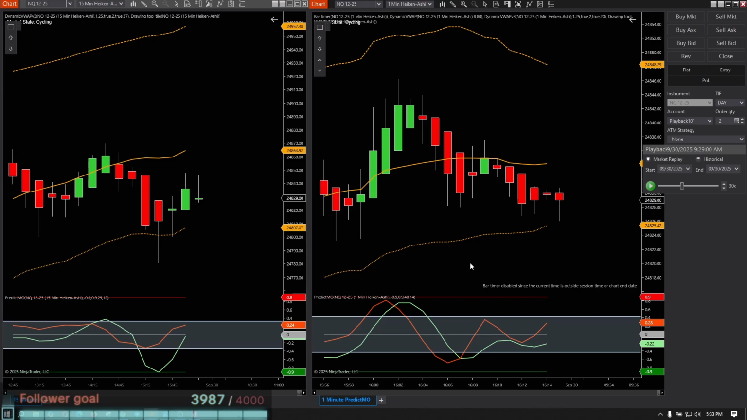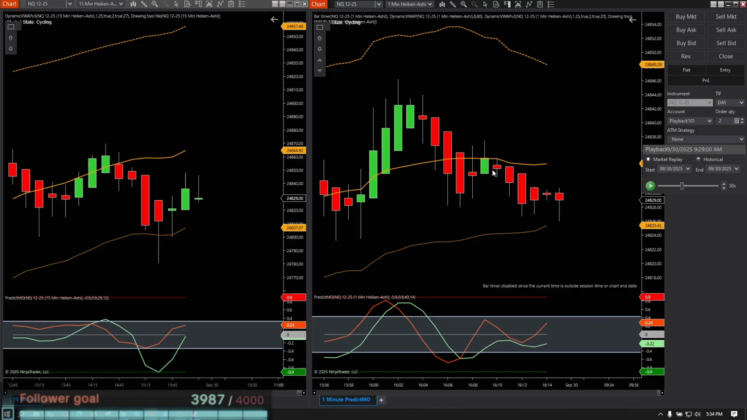Guys, today we're back at it, back to the Nasdaq 100 futures, but with a twist. Instead of sitting in front of your 1 minute chart all day, which is this chart right here on the right, letting signals fly at you like confetti, we're going to slow things down and sharpen up your process. This is going to be a very important recap today. We're going to use the 15-minute chart to confirm higher probability trades, then drop down to the 1 minute execution chart with PredictMO to pinpoint your entries with surgical precision.